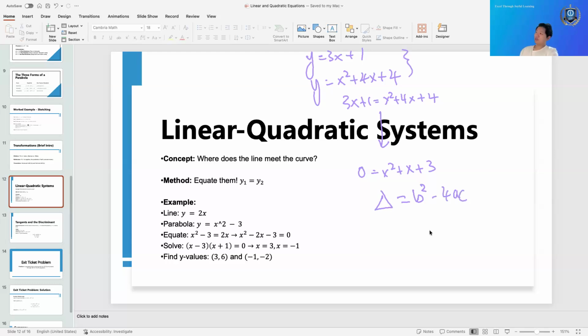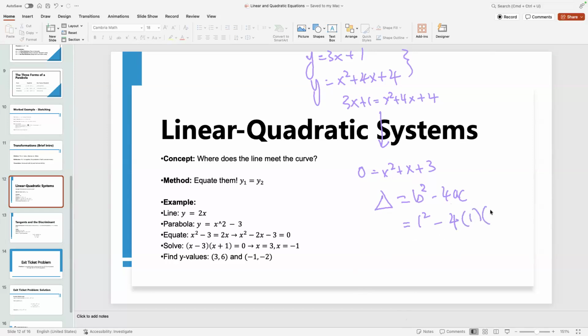Now let's take a look at b squared minus 4ac. What's b? Remember, a, b, c are the coefficients, right? So what's the coefficient of x? 1. Good, so I have 1 squared. And then 4ac, I have 4 times 1. What's the coefficient of x squared? 1. What about c? 3. Good, I get 1 minus 12.